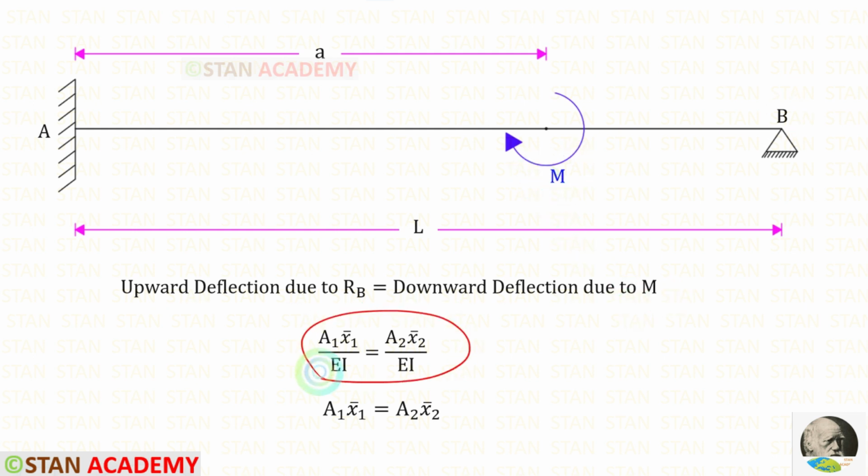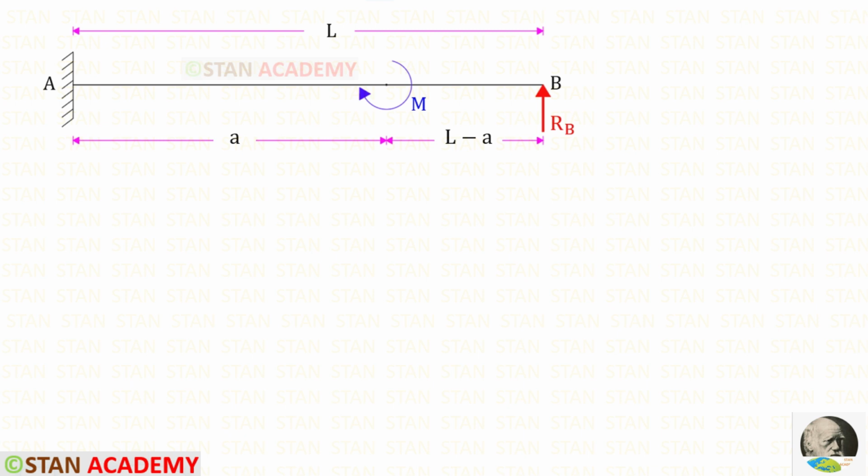So A1 x1 bar upon EI is equal to A2 x2 bar upon EI. Since in this beam EI is constant, we can eliminate that. Finally, we will get this. Now from the point B and about the point A, we are going to find the moments and to draw the bending moment diagrams. To draw the diagrams, we have to follow the left hand side rule. Clockwise will be negative and anticlockwise will be positive.